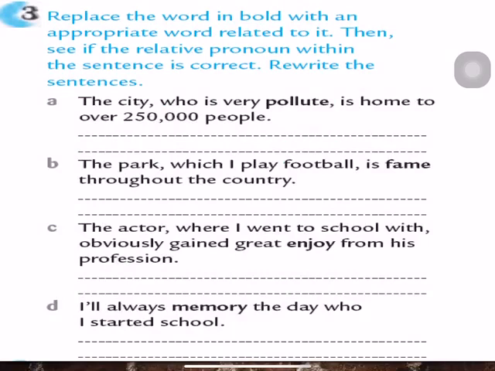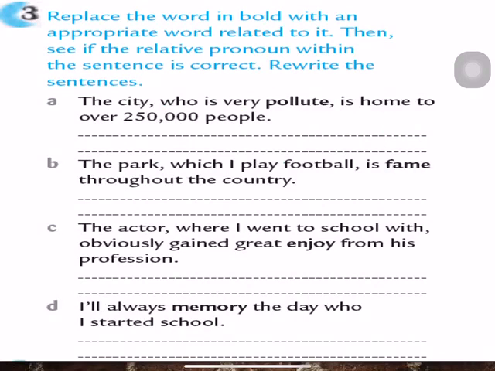Let's practice this rule. Please open your workbooks. Page 56, exercise 3. Here we have some sentences with mistakes. We need to replace the word in bold with an appropriate word related to it, then see if the relative pronoun within the sentence is correct. We need to rewrite the whole sentence.